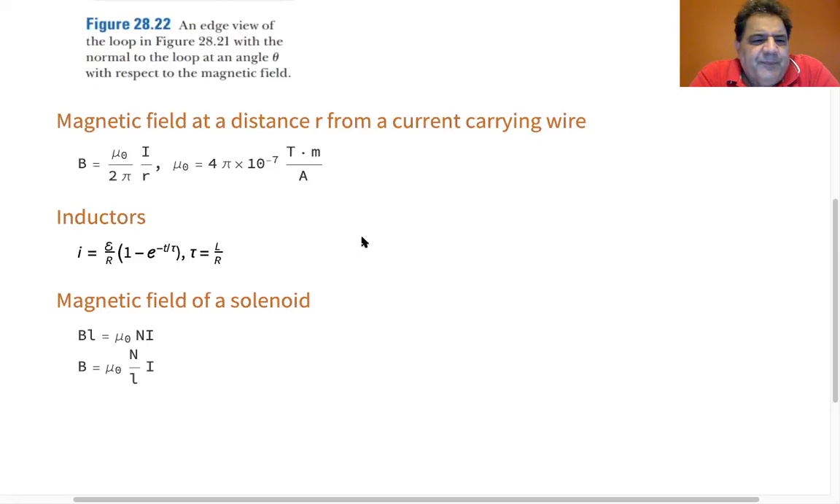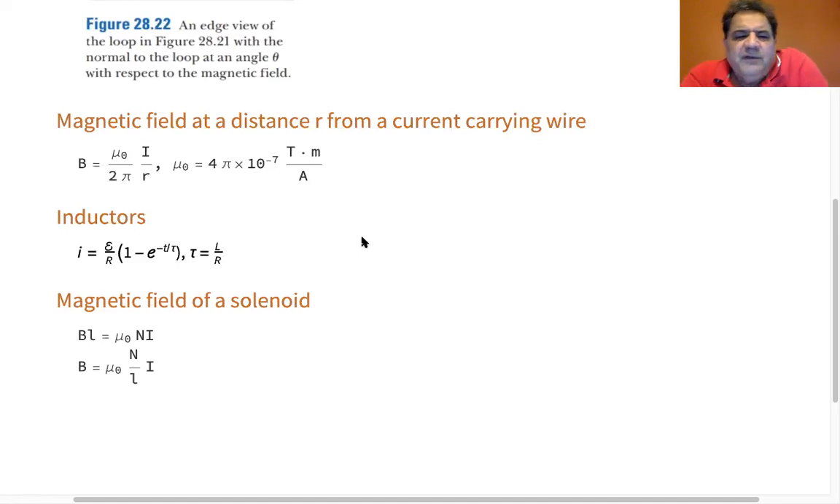Inductors. The current in an inductor at time t after closing the switch is the EMF divided by the resistance times 1 minus e to the minus t over tau, where tau in this case is L divided by R. For an RC time constant, it was R times capacitance. Here it's inductance divided by R.